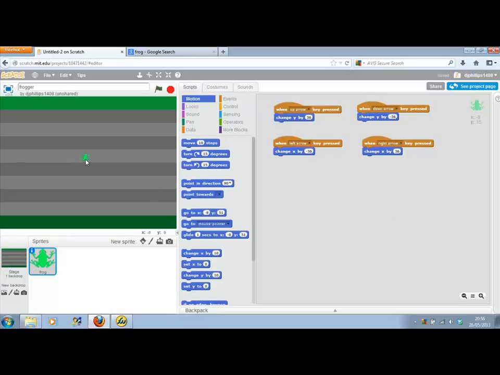If my frog goes down, I think maybe I'd like it to turn around and face in the other direction. And if it goes left, maybe it should face left. And if it goes right, face right. And if it goes up, well, face the way it's facing. So what we need is this block here, pointing direction. And fun enough, when you press the arrow, right, left, up, down.